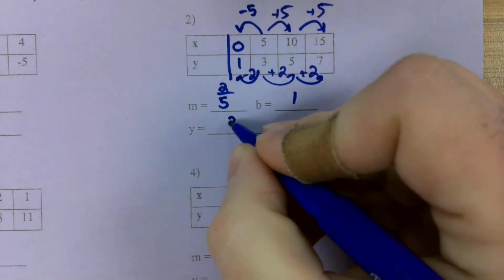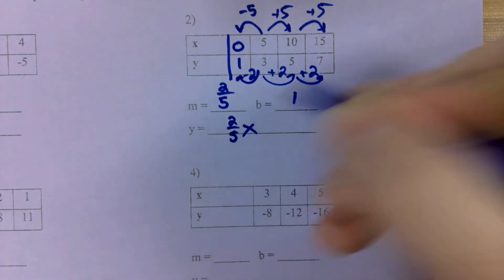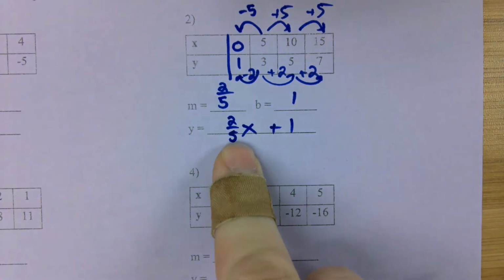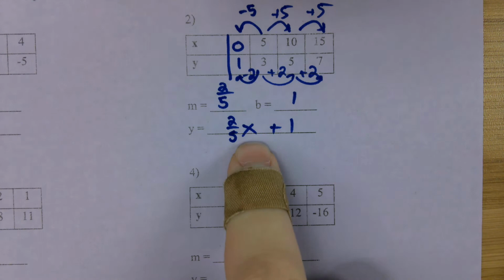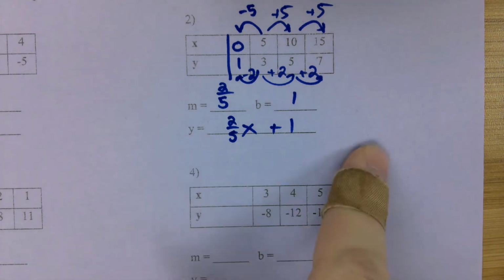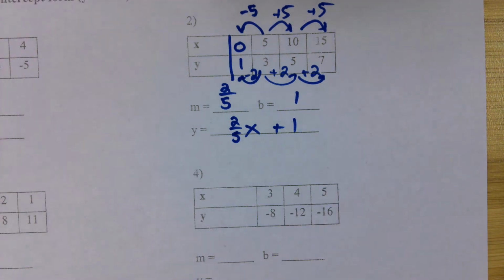So our equation is y equals 2 over 5x plus 1. Please make sure you're actually writing the x in there. I've seen a lot of people with their equations lately that don't have an x, and they just write y equals 2 over 5 plus 1. Very close, but you got to have every single part of our equation correct.